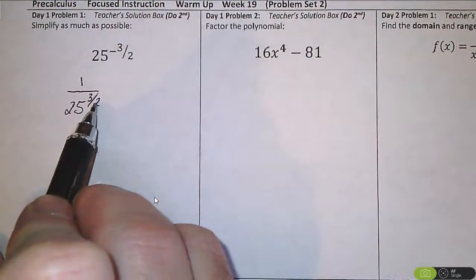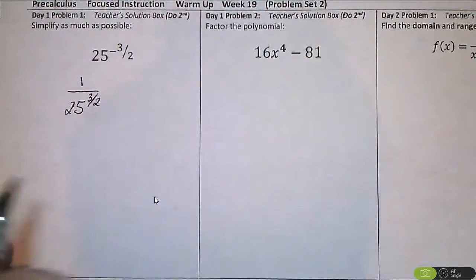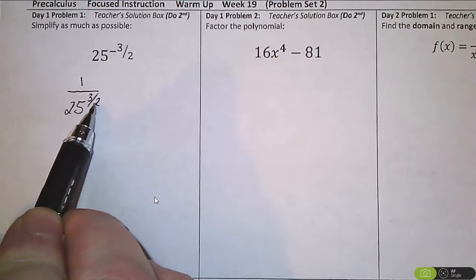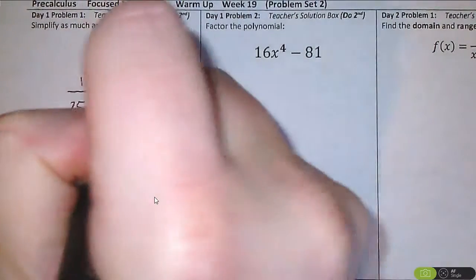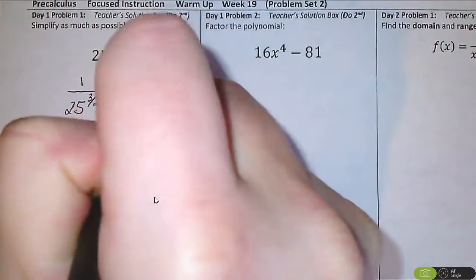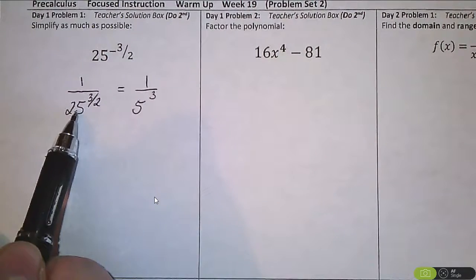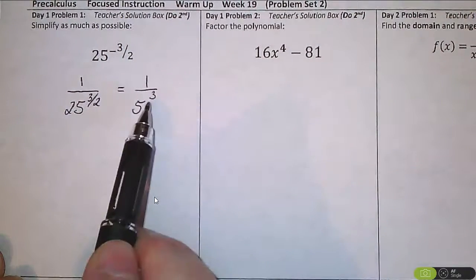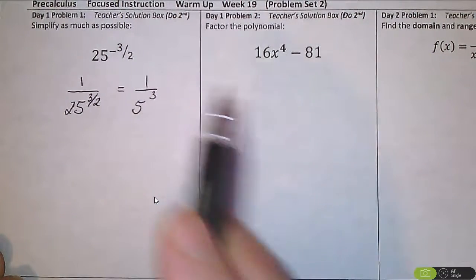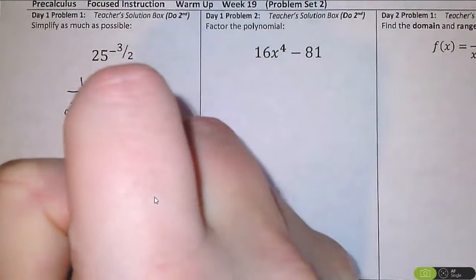Next, let's use the denominator of that exponent as a root. So because the denominator is a 2, we can take a square root. That allows us to write 1 over 5 to the third power. The square root of 25 makes 5. Finally, we'll deal with the 3 in the exponent. 5 to the third power is 125.